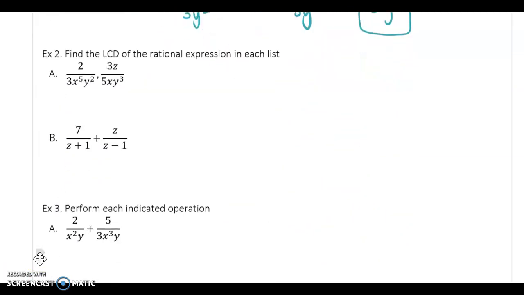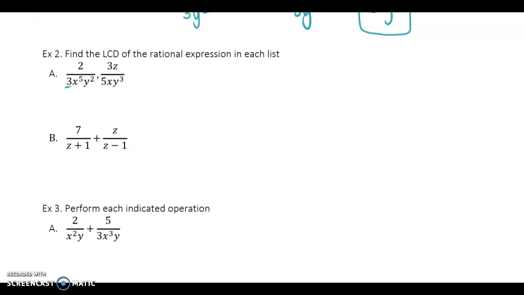And then over here, we're going to go ahead and find the lowest common denominator or the common denominator of each pair. Alright, so we have 2 over 3x to the 5th y squared, and then we have 3z over 5x y to the 3rd. So what we want to do first is you want to make sure if you could simplify, you should try to simplify. And then if not, we're going to go ahead and look at the denominators.